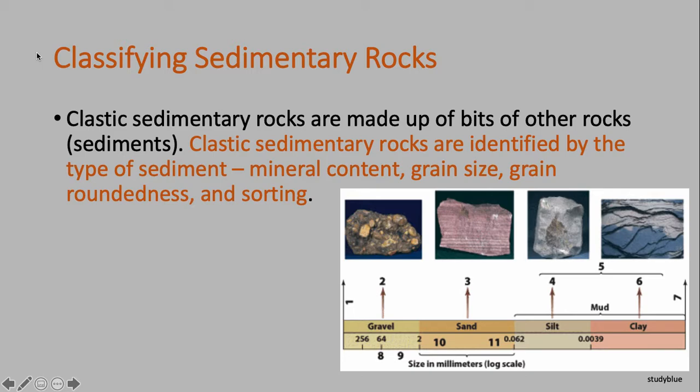When you classify sedimentary rocks, and we're going to talk mostly about clastic sedimentary rocks here, those are sedimentary rocks made up of bits of other rocks. We identify them based on the type of sediment, which includes the mineral content, the grain size, how rounded the grain is, and how well sorted the sediment is. I'll talk a little bit about what each of those things means.